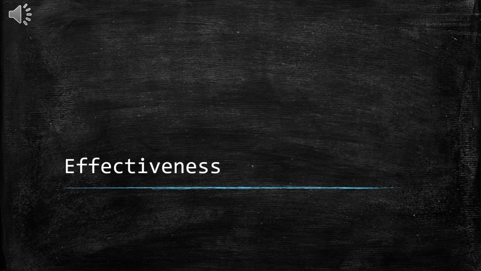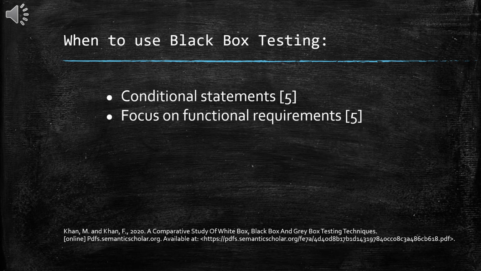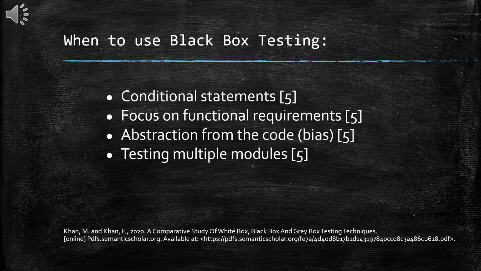Now we will talk about the effectiveness of the black box testing method. You want to use the black box testing technique when you are dealing with a lot of conditional statements in your system, because it's easy to write black box testing cases for those if statements. Also, when you want to focus on the specific functional requirements of the system. It's also good because you get an abstraction from the code and you can focus specifically on the testing effort and on the system behavior without having to look at the code. It also helps testing the communication between modules or different components of the system and how they work together.